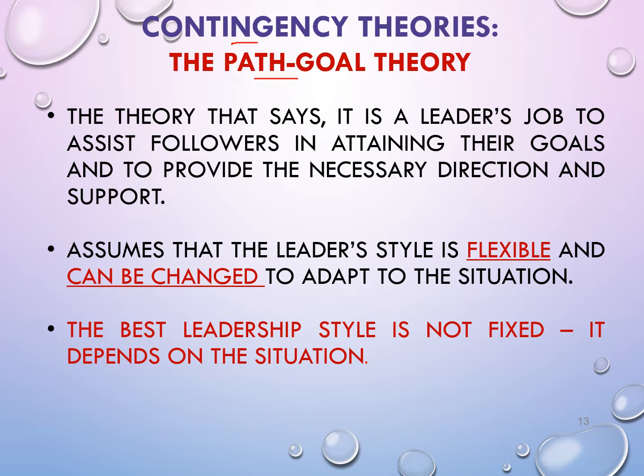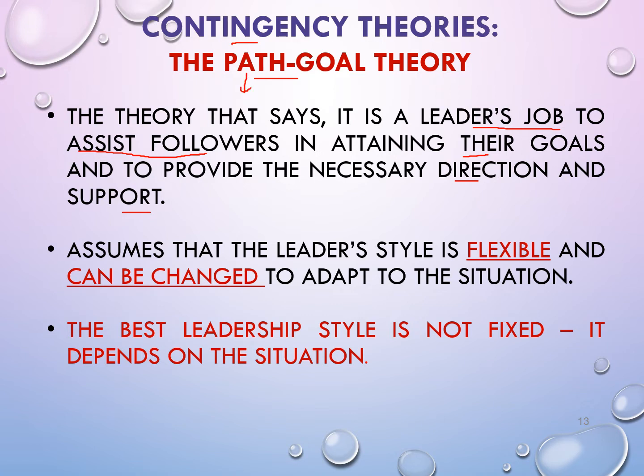Okay, so what is said in this path goal theory? It is a theory that says that it is a leader's job to assist followers in attaining their goals and to provide the necessary direction and support. Path goal theory says that it is the leader's responsibility to help followers, here meaning the workers or the employees, in attaining their goals. The leader is also responsible to provide direction, guidance, and also support to these employees in order to achieve their goal. Okay, so that's why it is called path goal.